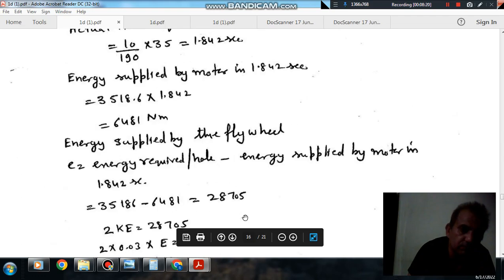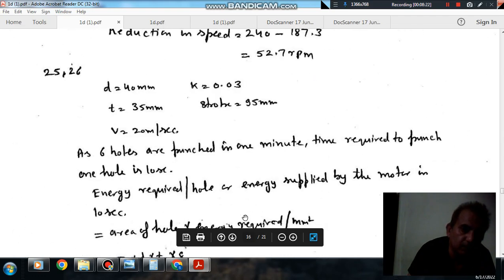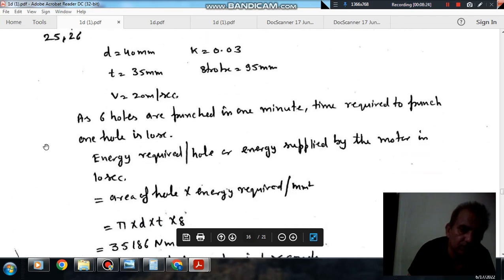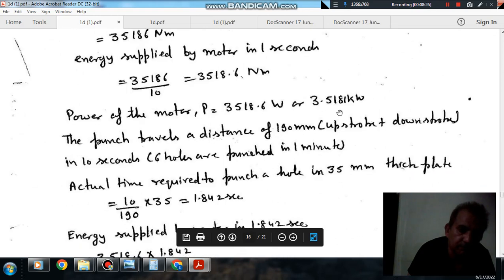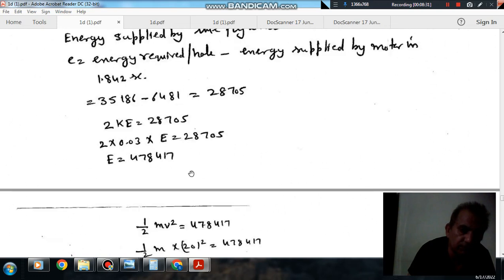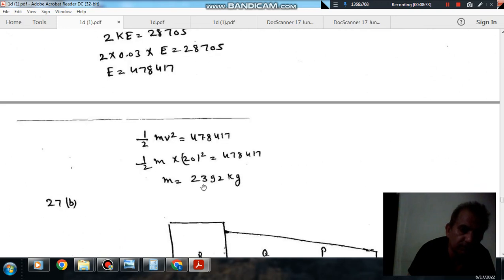So the answer to question number 25 is 3.518 kilowatt, and the answer to question number 26 is 2392 kg.